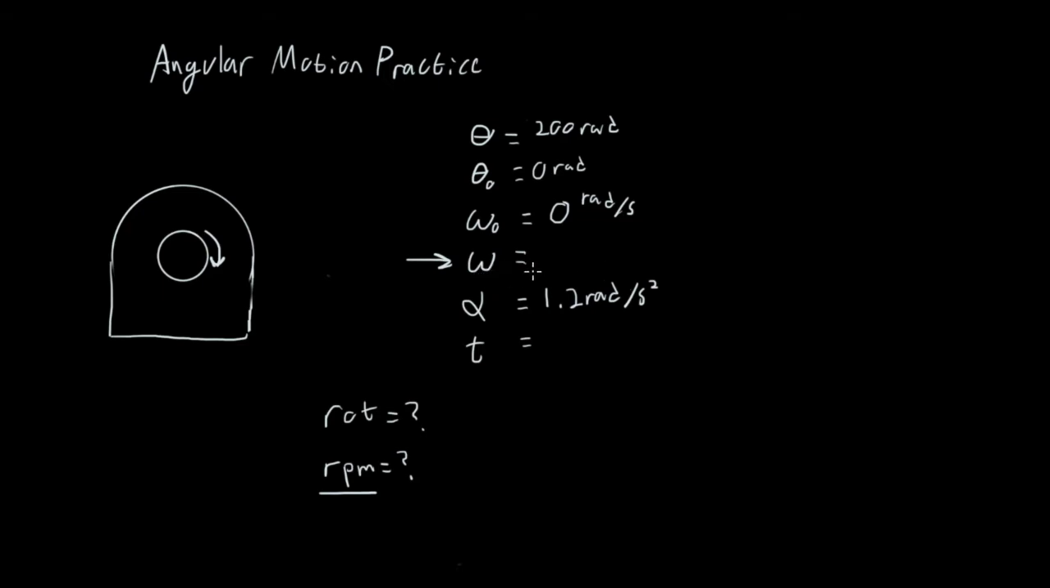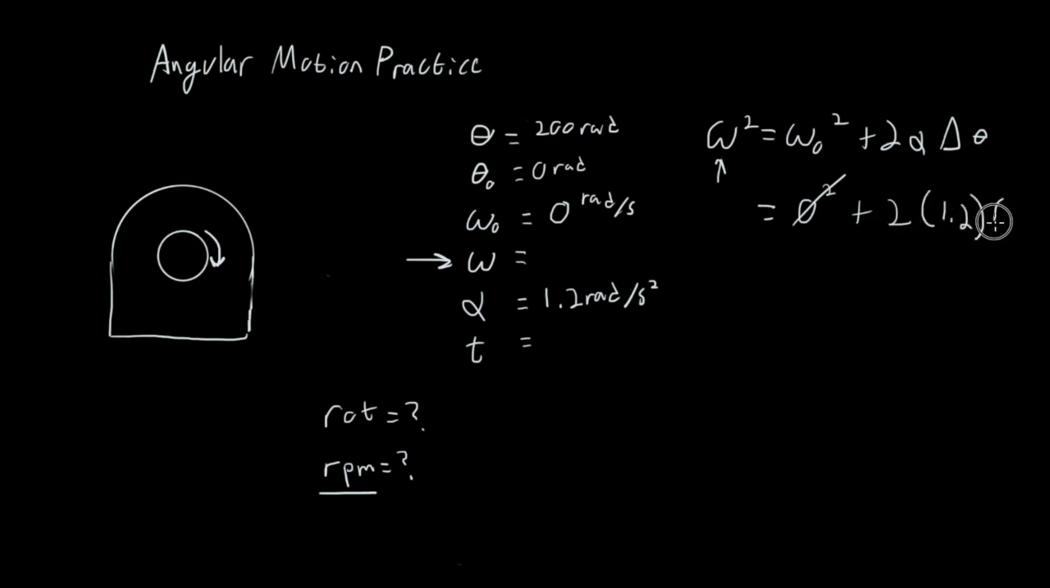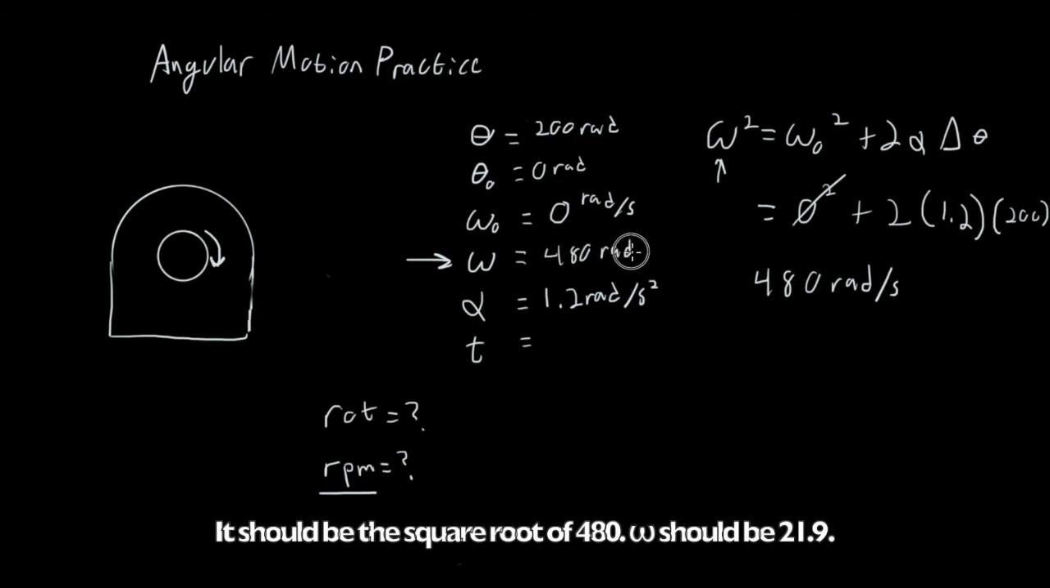So first off, we want to find that final angular velocity. And to do that, we're going to set up our combined equation. I'm looking for my final angular velocity. I've got an initial, which is going to be 0, so we can get rid of that, plus 2 times 1.2 for my angular acceleration, times my 200 radians that I travel while I'm speeding up. And when I do that, I get 480 radians per second. Let's write that in, 480 radians per second.